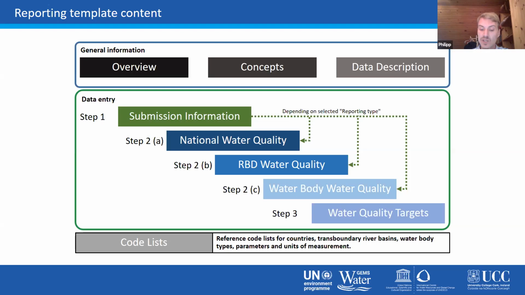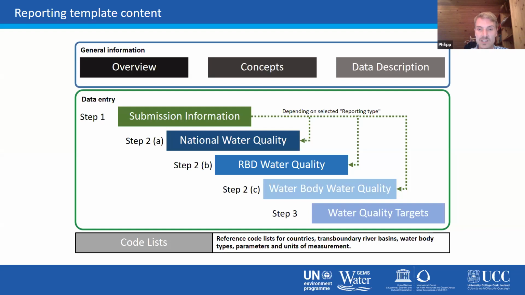So then, depending on which reporting type you have selected on this sheet, one of the following 3 tables is activated for data entry. That is either the table national water quality, where you can enter indicator results if you have selected the national reporting type. This is depicted here as step 2A. Step 2B would be available if you select the reporting type reporting basin district. And the table water body, water quality, is activated if you select the reporting type water body.